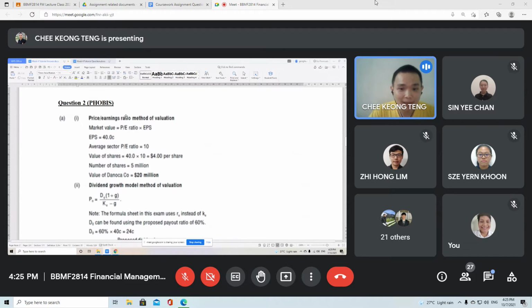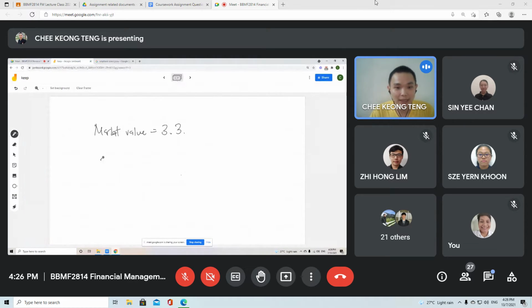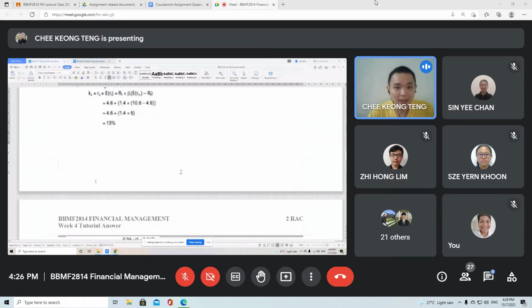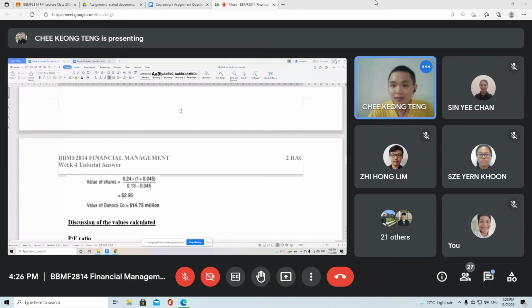So if you base it on the PE method, which is using the proxy, the industry average in this question, we are using our competitors' average PE and applying it to our company. Our company should be worth RM4. So if I use PE, it should be RM4. This is the market value at Bursa Malaysia, for example. Everyone is trading right now at 3.3. PE is 4. And if you are using the dividend growth model, it is 2.95.